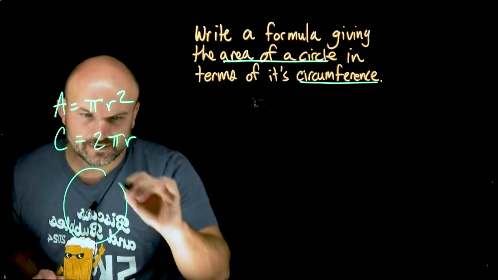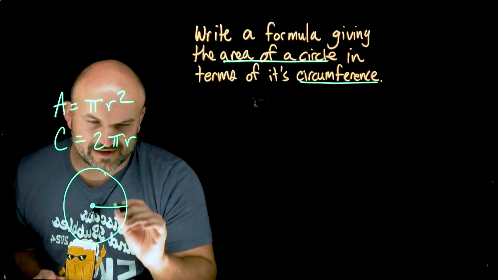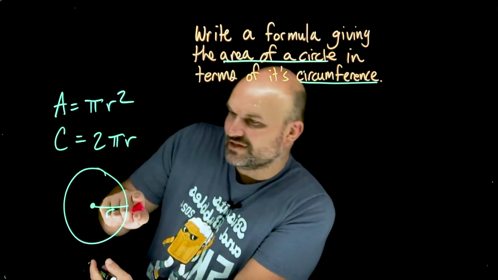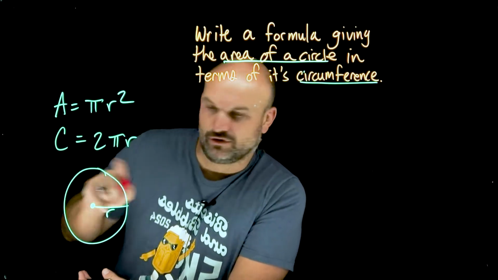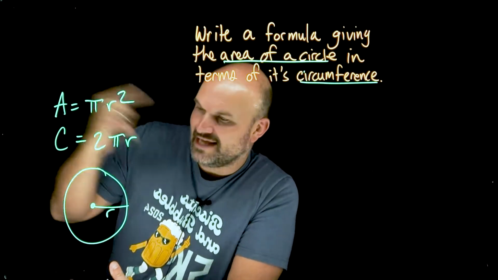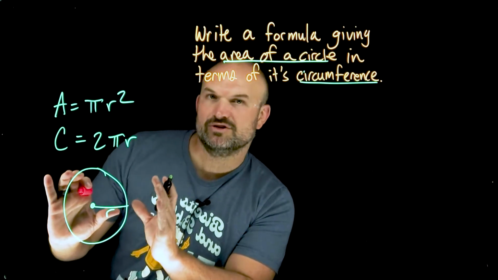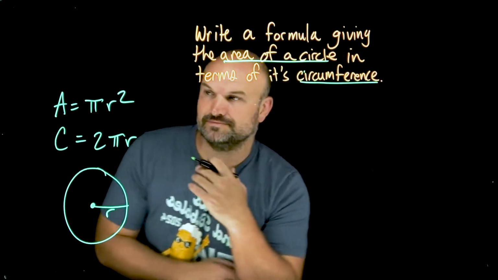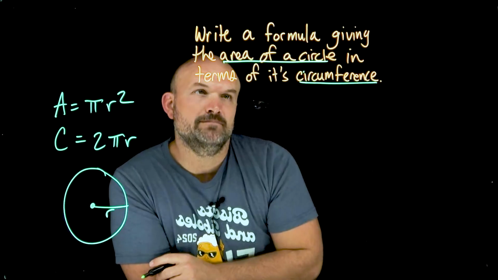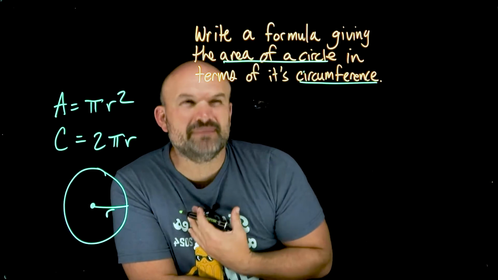When you have a circle, you have the center, and you have this radius. The circumference is basically the perimeter of the circle. It's the distance all the way around. And the area is all the space that makes up the inside of the circle.